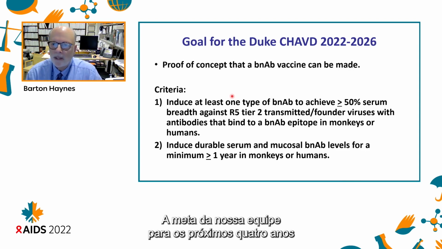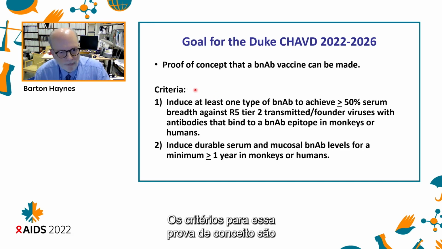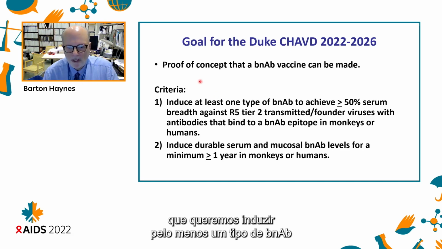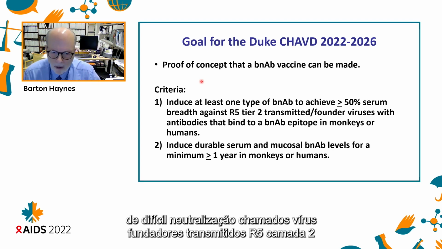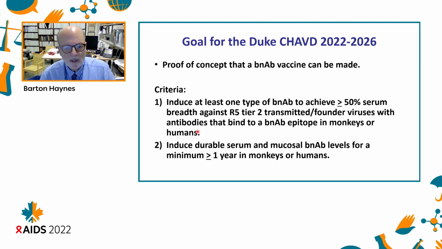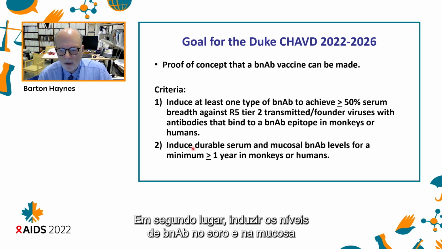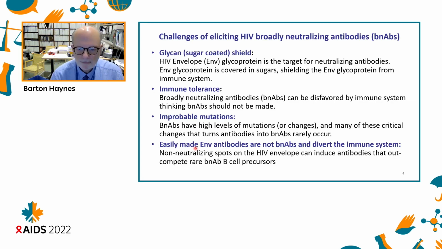The goal for our team over the next 4 years is to achieve proof of concept that a broad neutralizing antibody vaccine can be made. The criteria for this proof of concept is, first, that we want to induce at least one type of broad neutralizing antibody to achieve greater than or equal to 50% serum breadth against hard-to-neutralize viruses called R5 tier 2 transmitted founder viruses, with antibodies that bind to a broad neutralizing epitope in monkeys or humans, preferably humans. Secondly, to induce serum and mucosal broad neutralizing antibody levels for a minimum of a year in monkeys or humans.